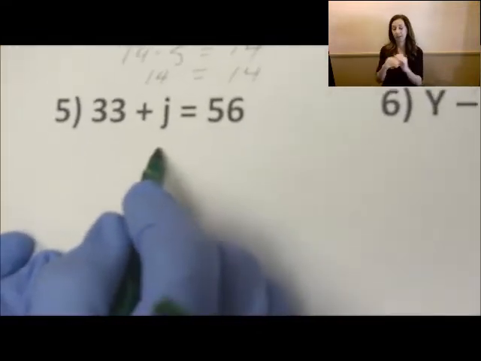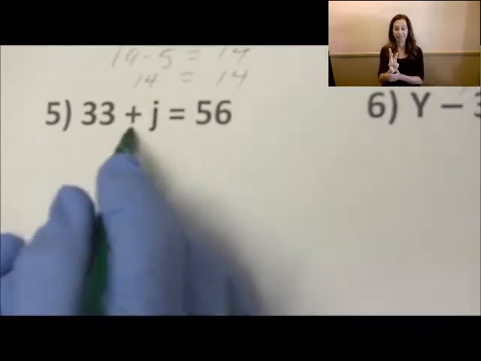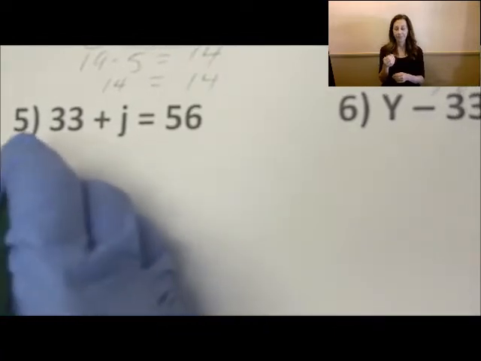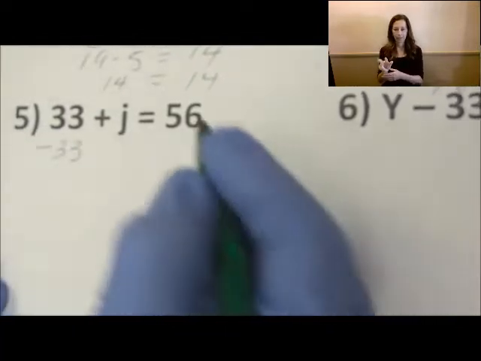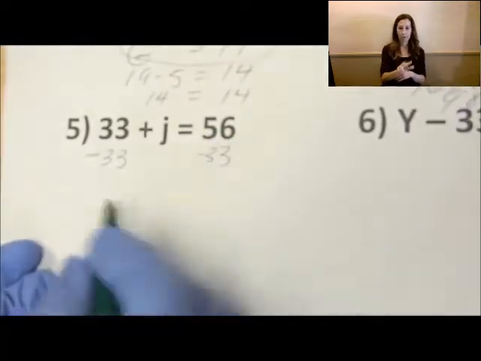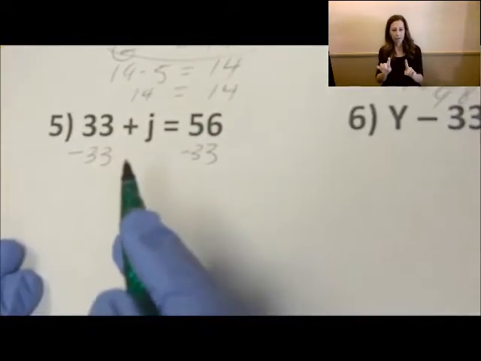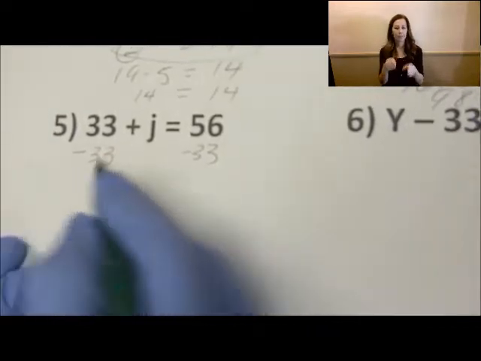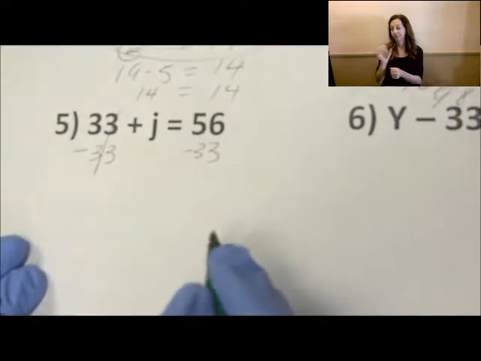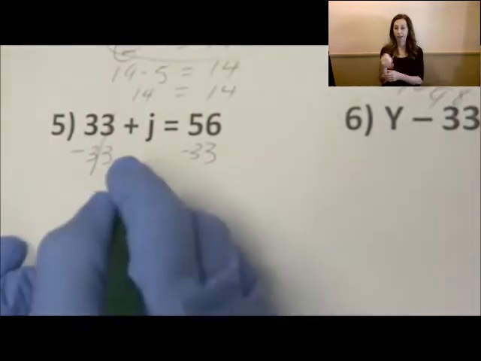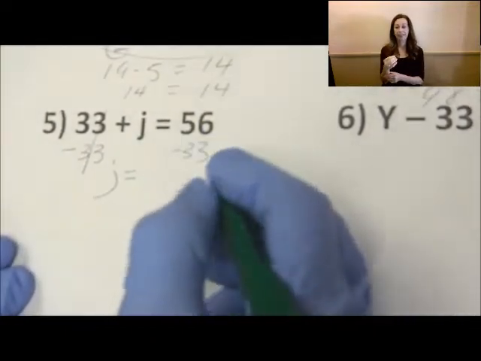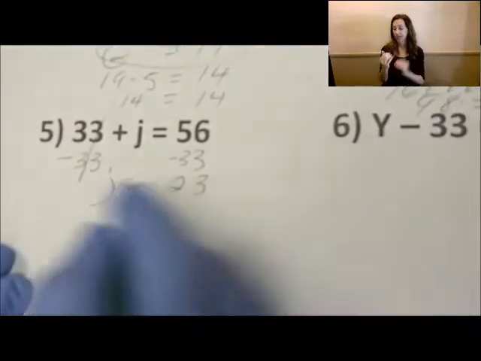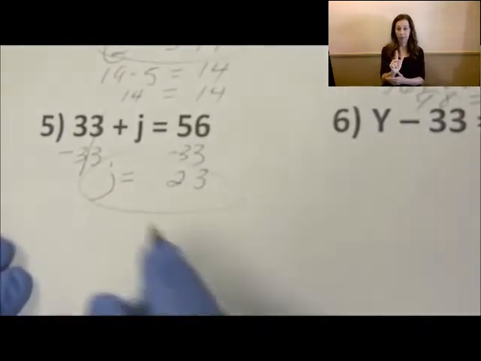33 plus j equals 56. This is addition. So we're going to subtract 33 and subtract 33. Now this one looks a little different from the other problems, but we still solve it the same way. So we've got those canceling. That leaves us with j, and 6 minus 3 is 3, 5 minus 3 is 2. So j equals 23, but let's be sure.